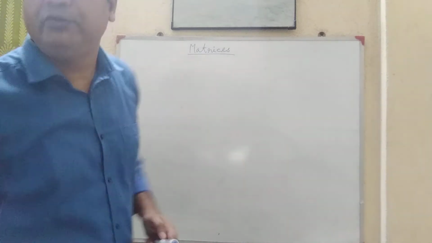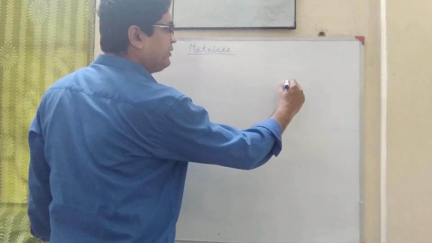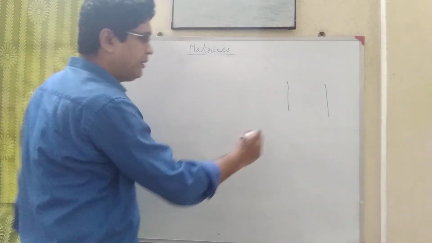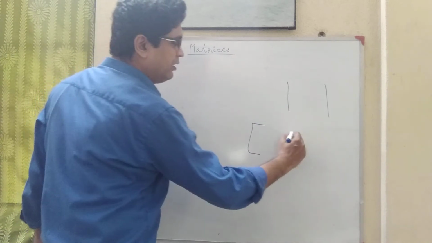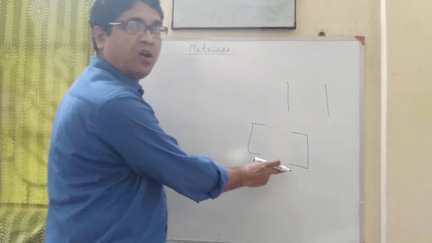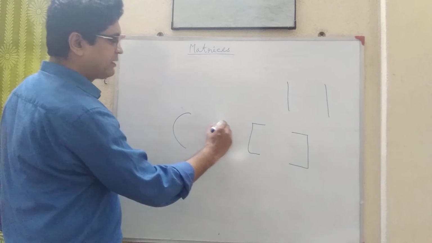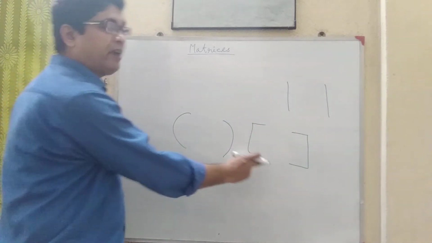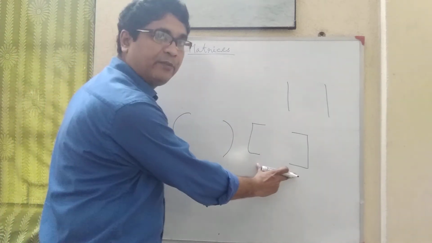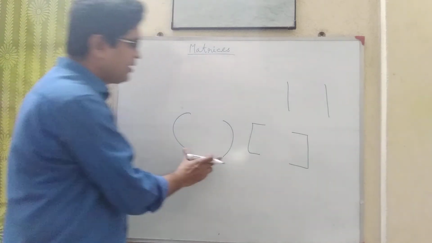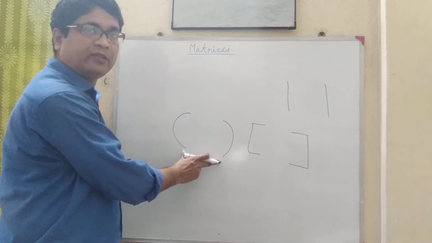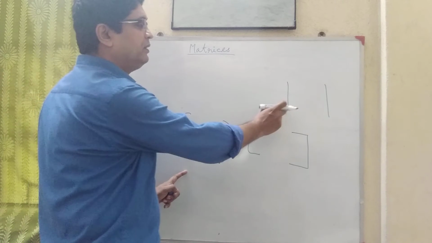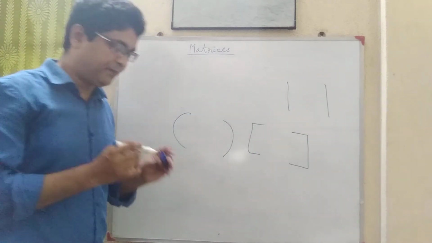Also one thing you remember, the determinant is always written between two straight line segments, but a matrix is always written within third brackets, that is square brackets, or sometimes within first brackets, that is parentheses. So this is for a matrix, and this symbol is for a determinant.